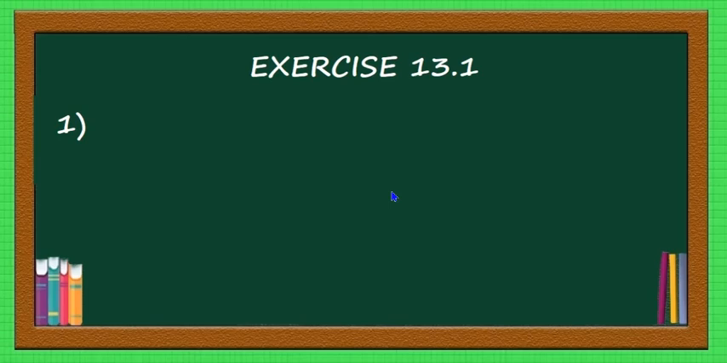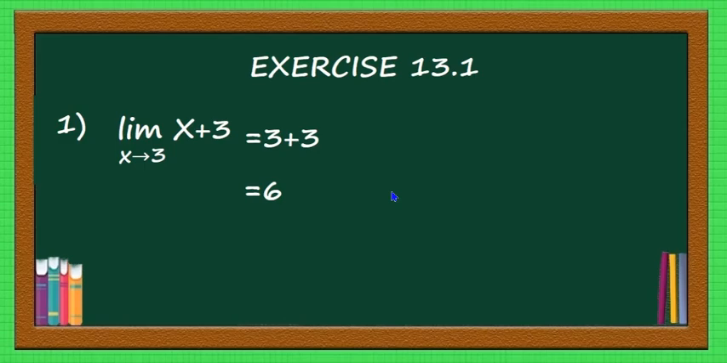See the first question: evaluate limit as x approaches 3 of x plus 3. This is a very basic question, and just you put x equal to 3. What happens? It's equal to 3 plus 3. What is 3 plus 3? 3 plus 3 is equal to 6, which is the limit of this function.